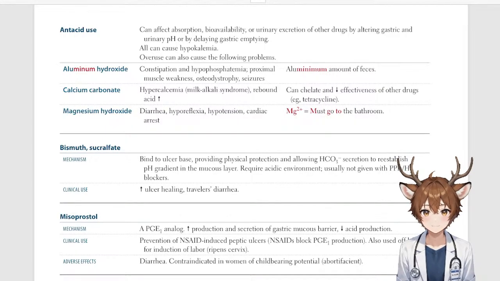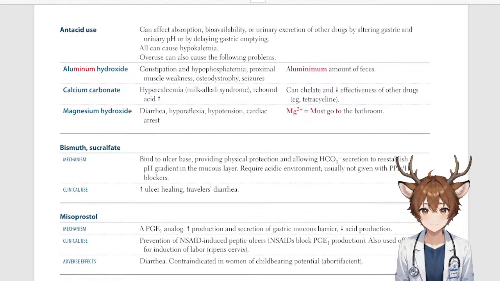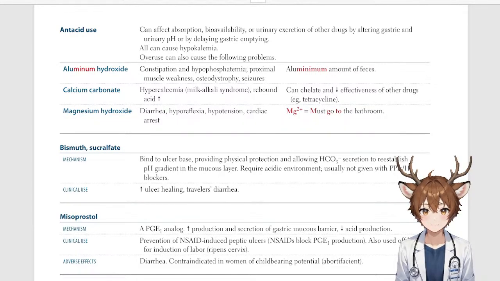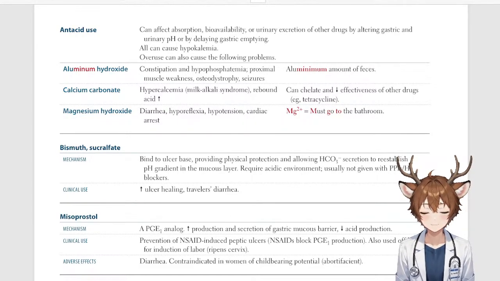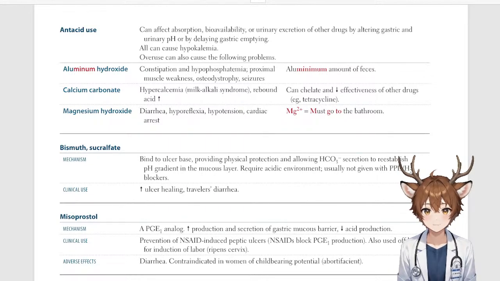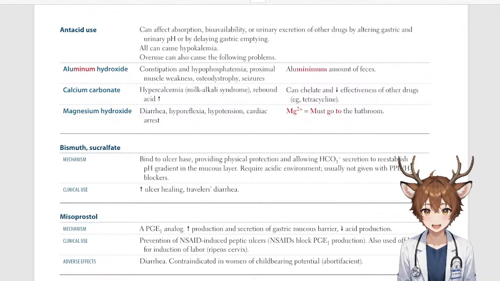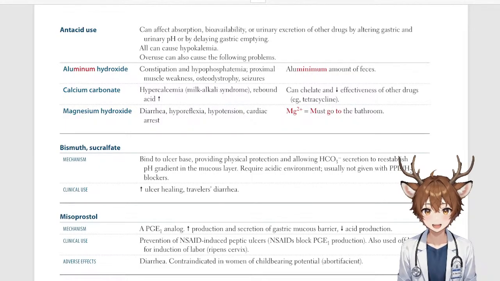Okay. What about calcium carbonate? I'm assuming these are referring to what they do, or what they're used for. Calcium carbonate. Am I sure? I don't know. These might be the side effects. So aluminum hydroxide: constipation, hypophosphatemia, osteodystrophy, proximal muscle weakness, seizures. I would imagine it's probably actually the side effects. So that's the side effects.